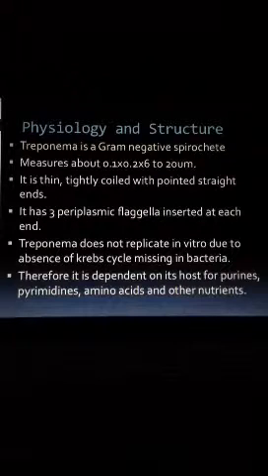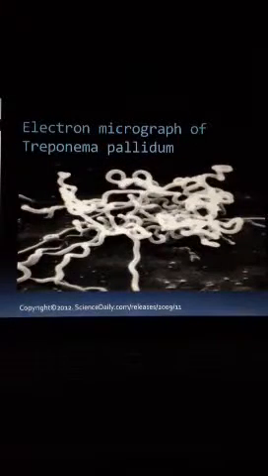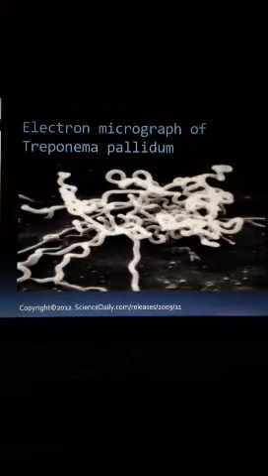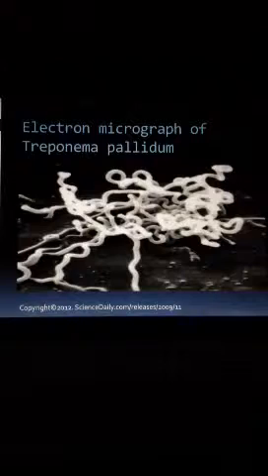Treponema does not replicate in vitro due to the absence of a Krebs cycle. As a result of no Krebs cycle, the bacterium relies on its host for purines, pyrimidines, amino acids, and other essential nutrients. This is an electron micrograph of Treponema pallidum. Looking keenly at the photograph, you will notice the spirochete nature of the bacterium.